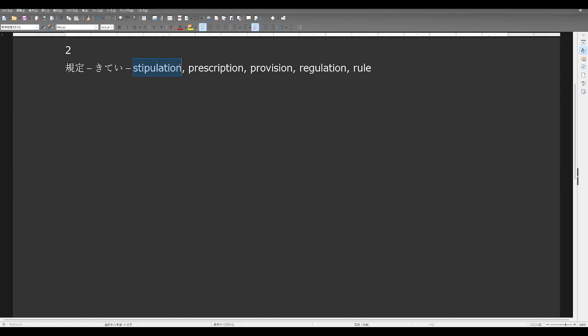It can also mean a prescription or a provision. Kite desu. Kite. Kite desu. Kite.